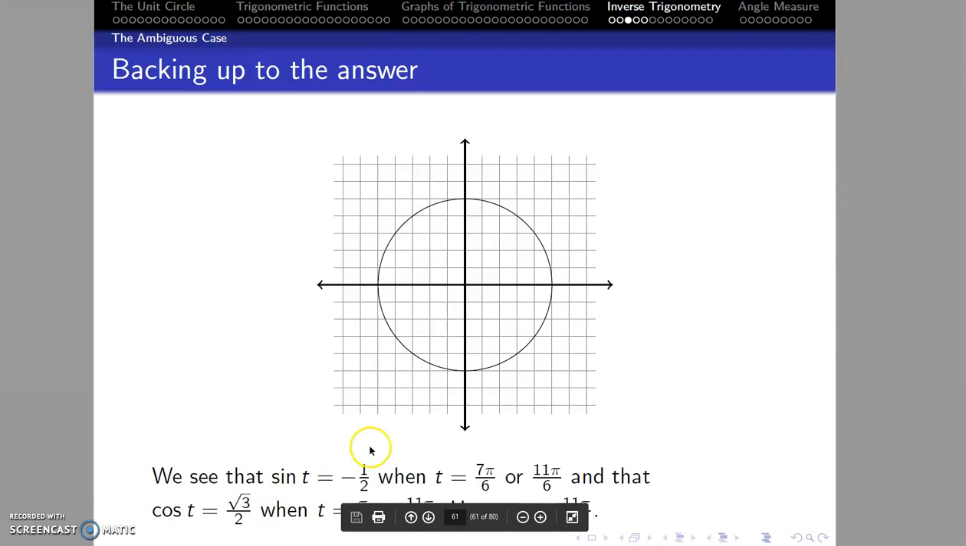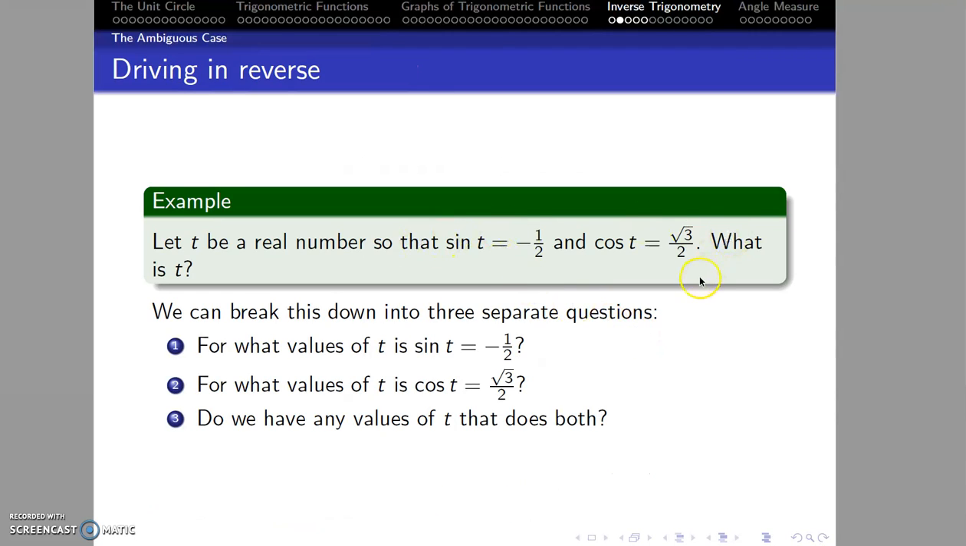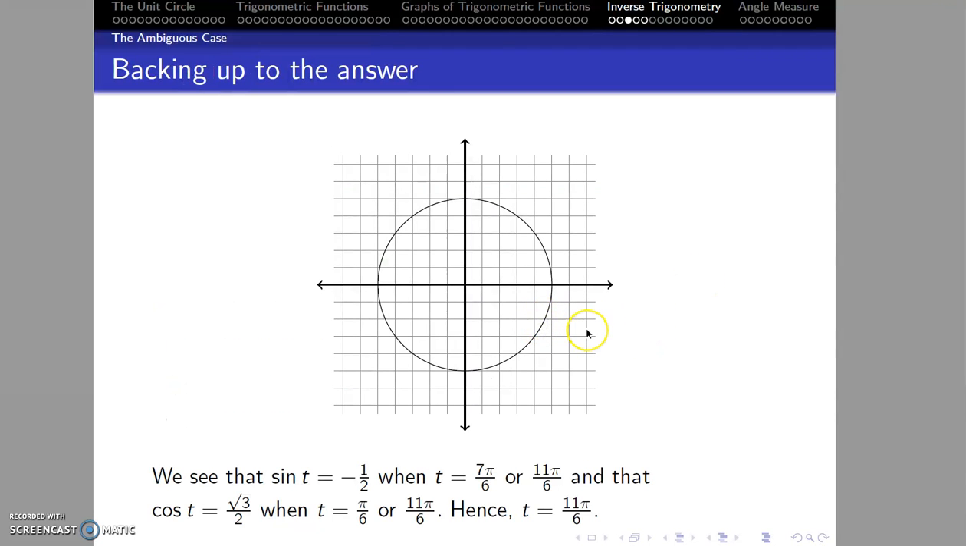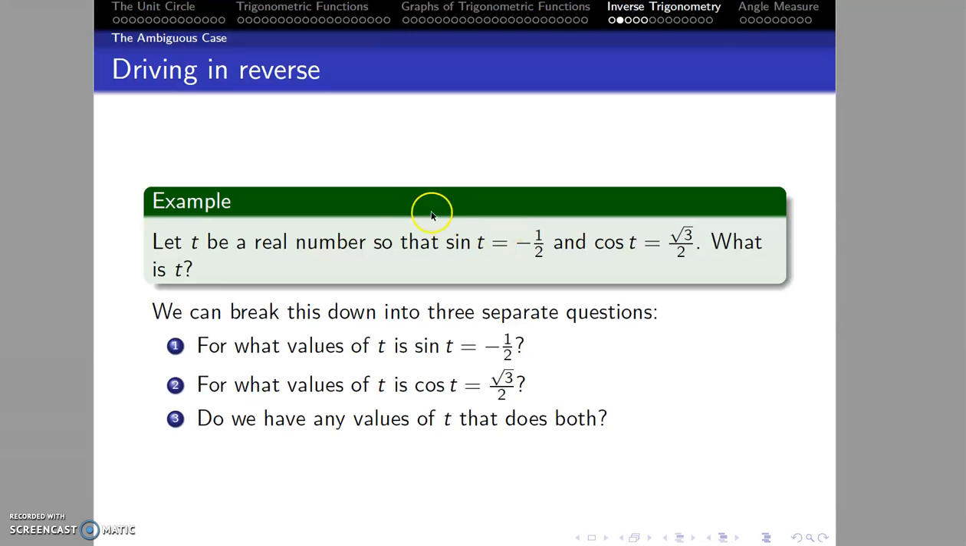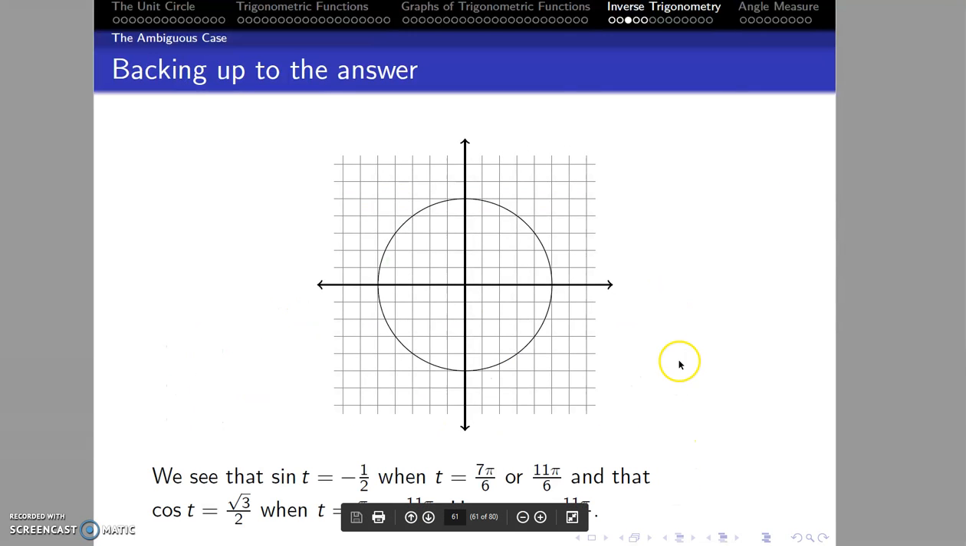Also, cosine is root 3 over 2 in two places: when pi over 6 is my value, or when negative pi over 6 is my value, or 11 pi over 6. So, to satisfy both conditions, there's only one place where that happens, and that's when t is equal to 11 pi over 6 or coterminal. Therefore, the solution to both of these is 11 pi over 6.